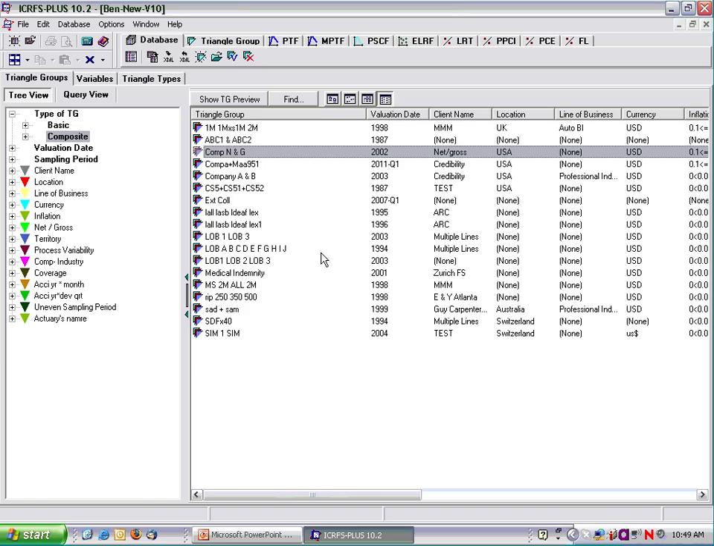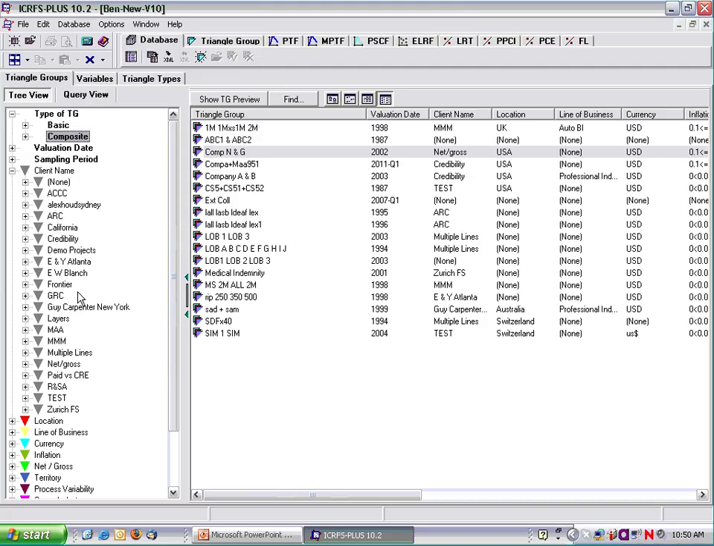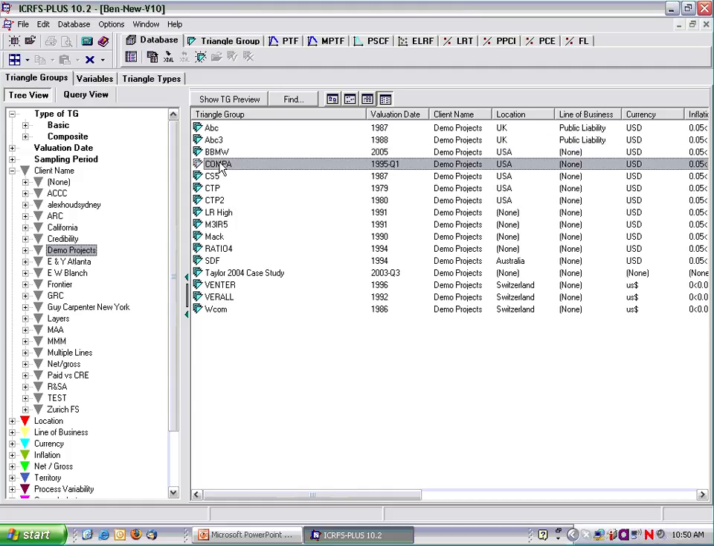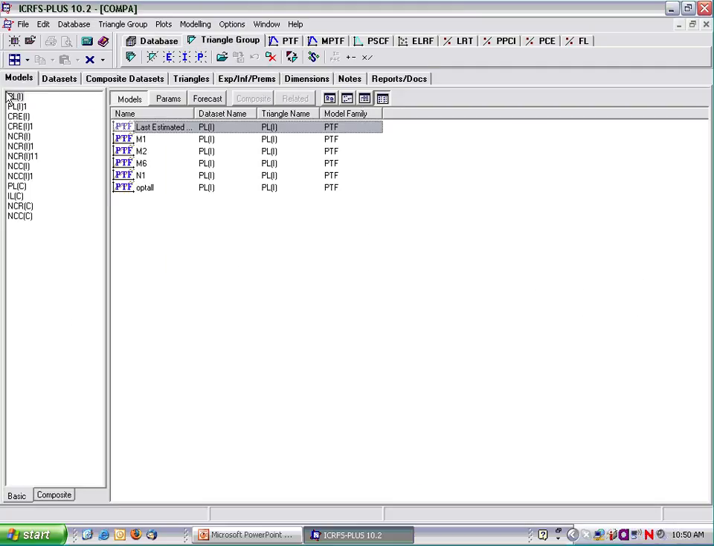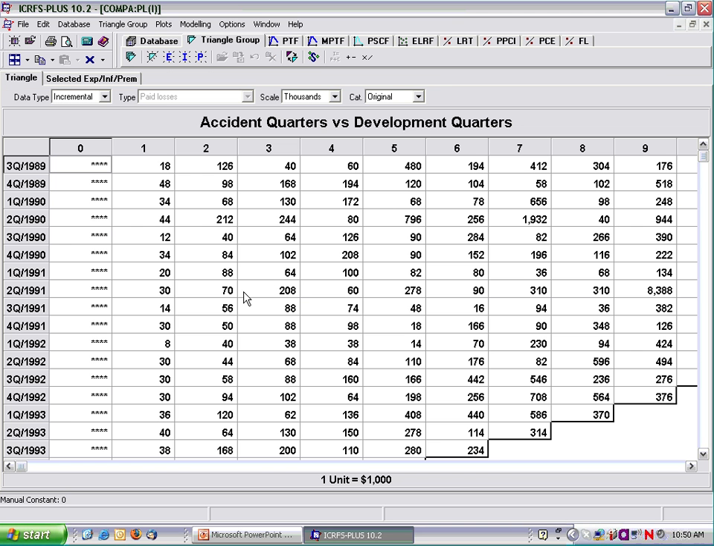In this particular section, we're going to be looking at two types of credibility modeling. The first one involves a study we did in chapter 2.3 when we looked at a very volatile piece of business. Let's just look at it again. It was CompA. These are the paid losses. Let's open them, and you can see they're quite volatile.